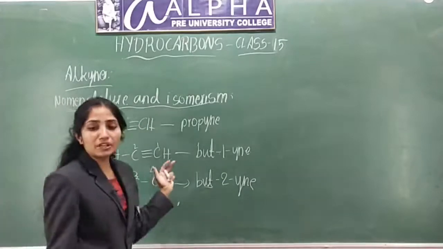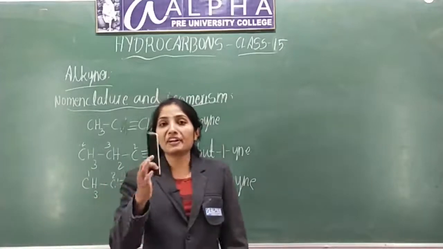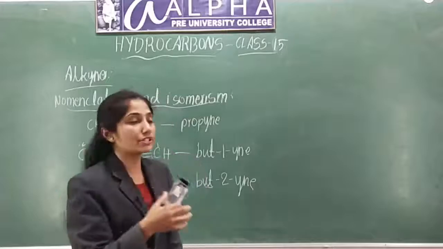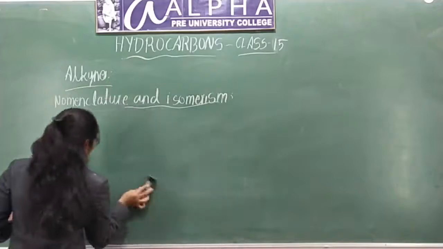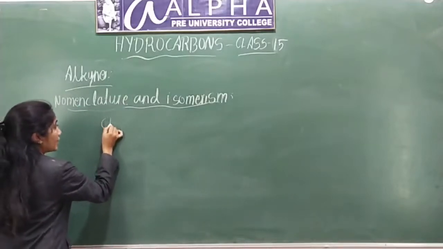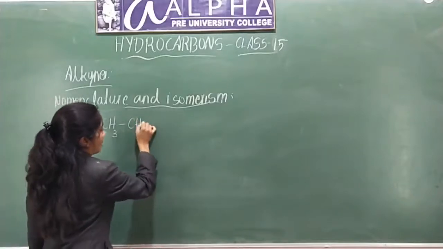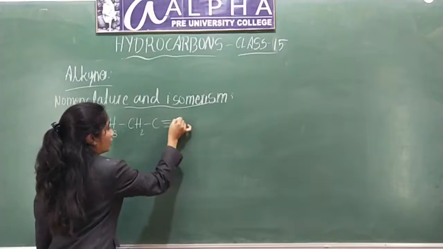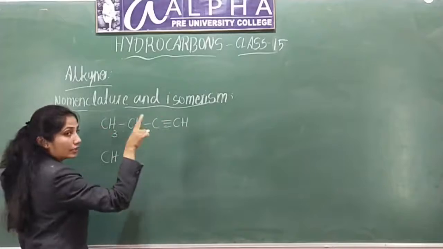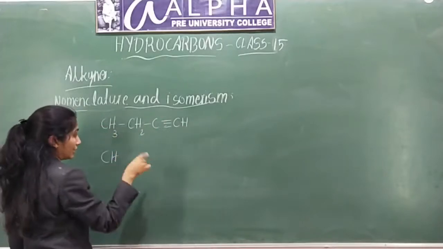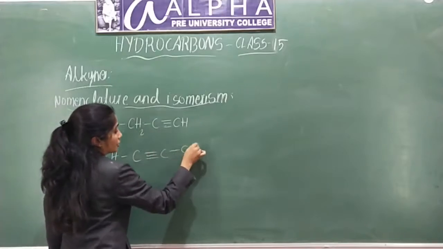What will happen? This will show different isomers. How? Let us check now. If you take butyne, see the structure, it is CH3 CH2 C triple bond CH, another butyne CH. This is but 1 YNE. CH3 C triple bond C CH3 is but 2 YNE.